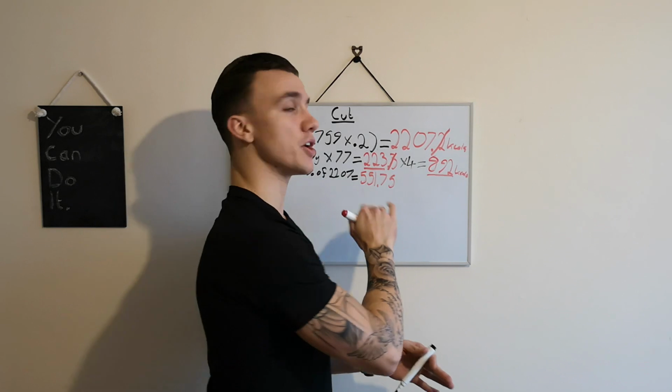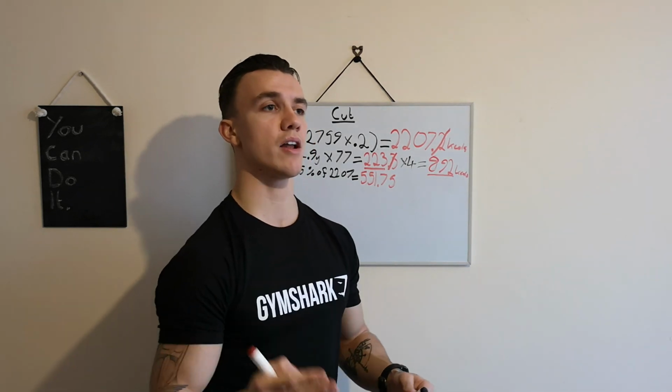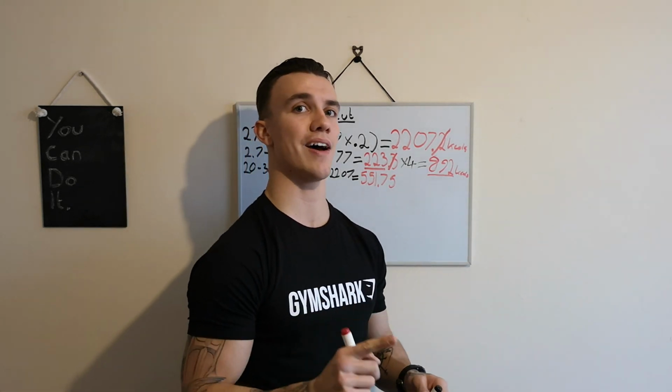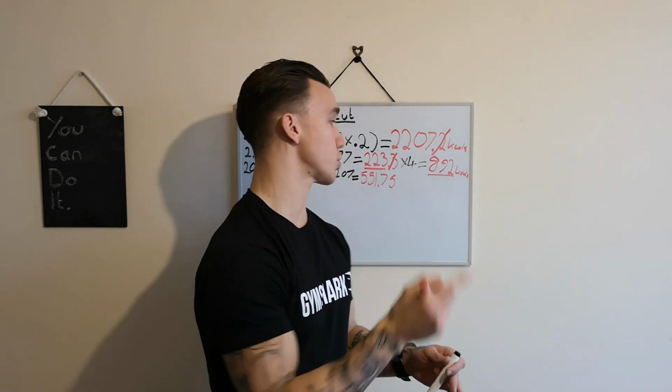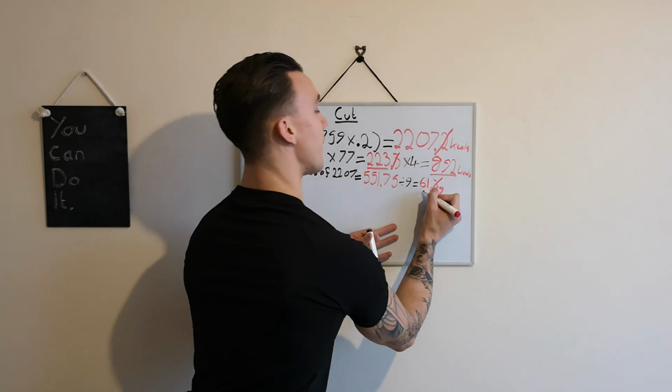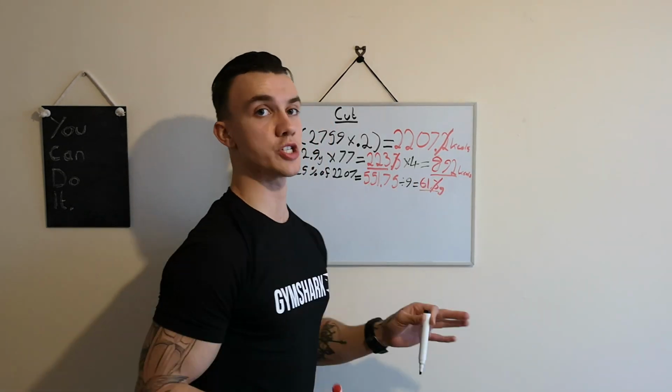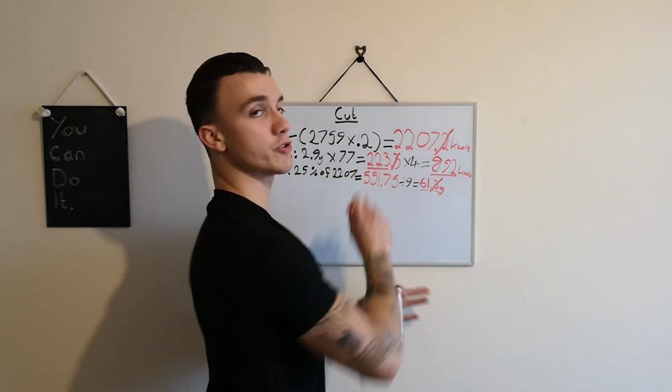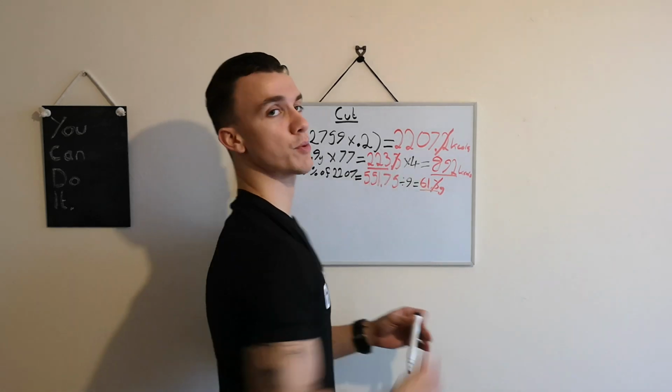So what we need to do now is turn that into our grams of fat. Like I said earlier, 1 gram of fat equals 9 calories. So we're going to divide that by 9, and that's going to give us 61 grams of fat. And that is what we will consume for our fat. So now we've got our 223 grams of protein, and 61 grams of fat.